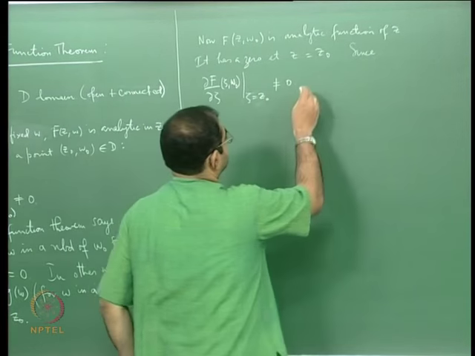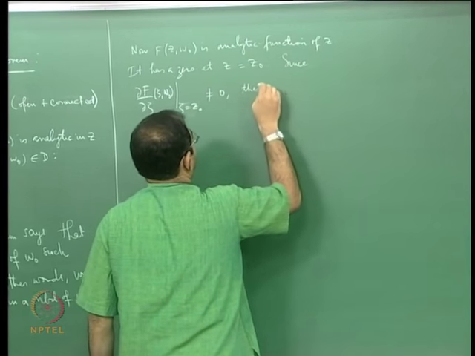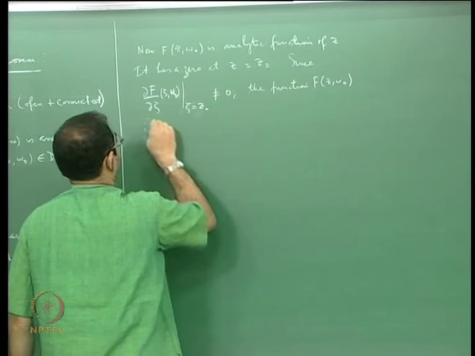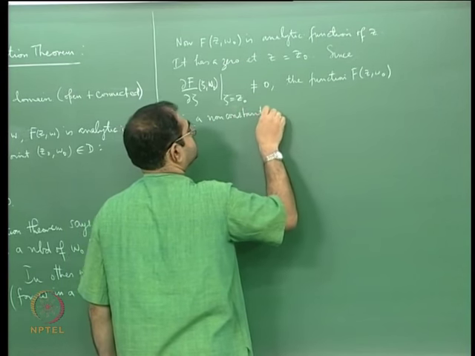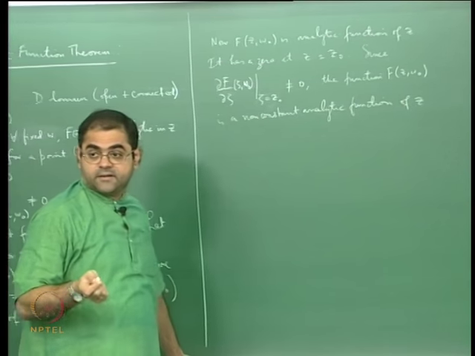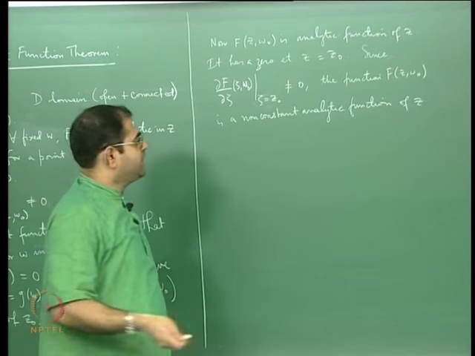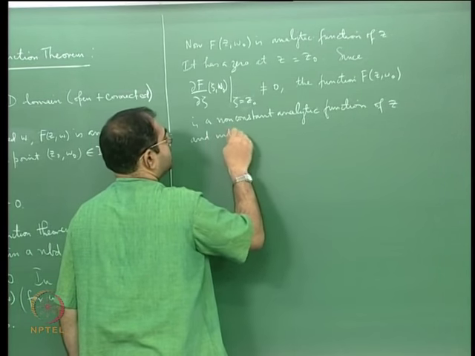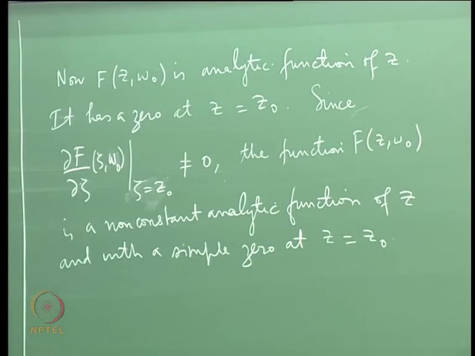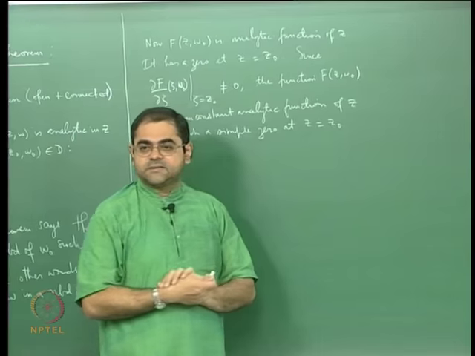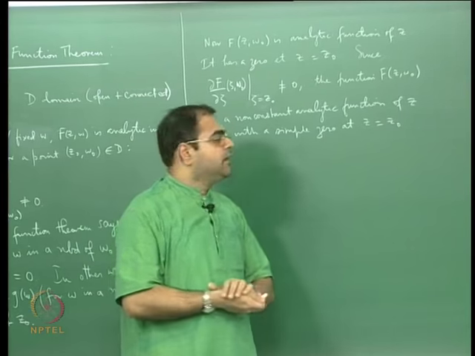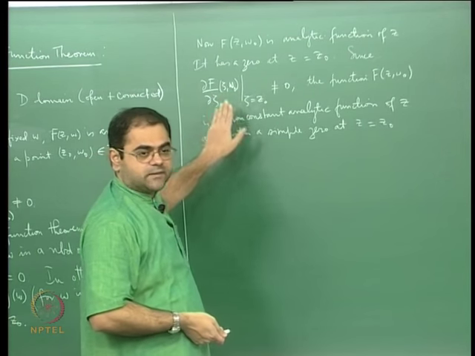Then the first partial derivative is not zero implies, what it tells you is that the function f of z comma w naught is a non-constant analytic function of z, because had it been a constant analytic function, then its derivative would have been zero, which is not the case. So it's a non-constant analytic function of z, and with a simple zero at z equal to z naught. Okay, and the simpleness of the zero is precisely the fact that the derivative does not vanish. If the derivative vanishes, then you know the order of the zero is more than one. Okay, so the derivative not vanishing with respect to the first variable tells you that in the first variable the zero is a simple zero.